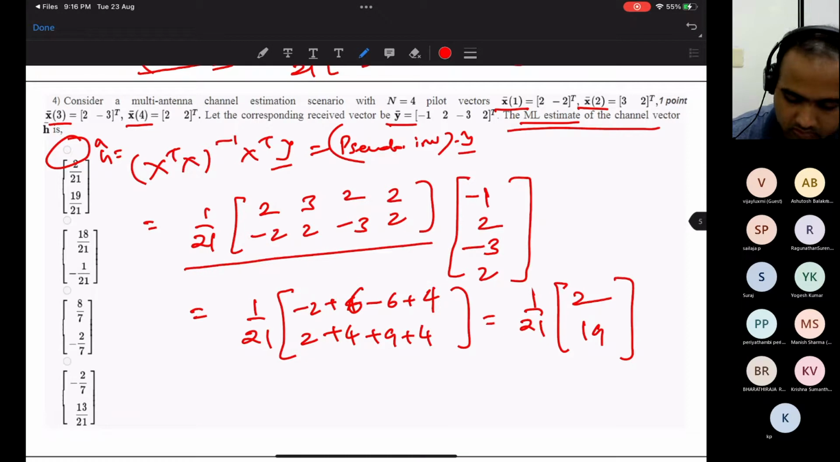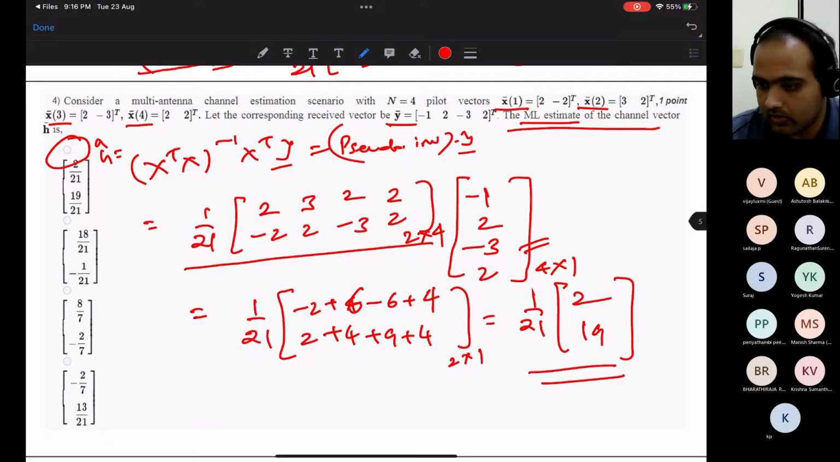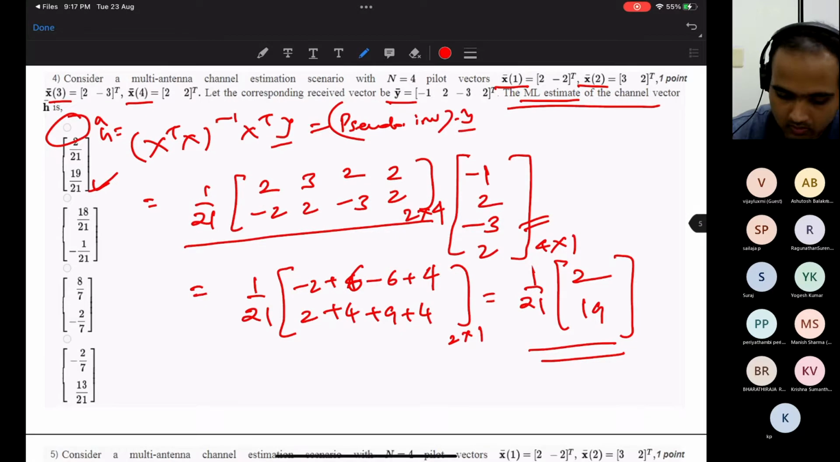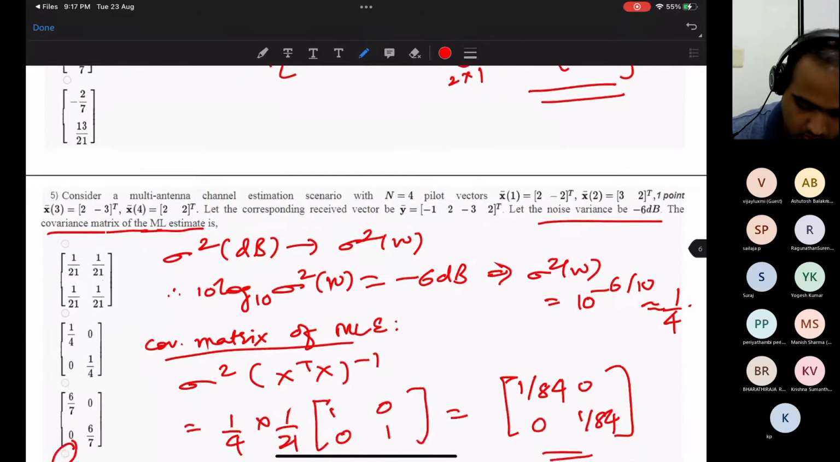This was the pseudo inverse which we computed in the previous question. If you multiply this with the Y matrix, this is a 2 cross 4, and this is a 4 cross 1. So you end up with a 2 cross 1 matrix. If you solve this, you get 1 by 21, 2 and 19. So 2 by 21 and 19 by 21. So again, A is the right answer. Any doubts to anyone? Okay. Next question.